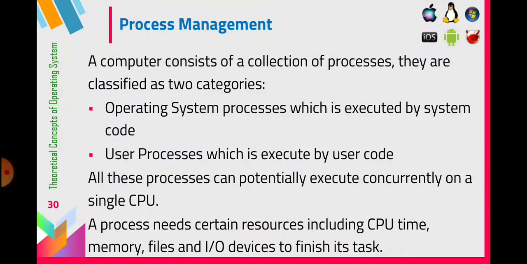A computer consists of a collection of processes. They are classified into two categories. So all processes can be categorized into two types. Operating system process, which is executed by the system code. User process, which is executed by the user code.